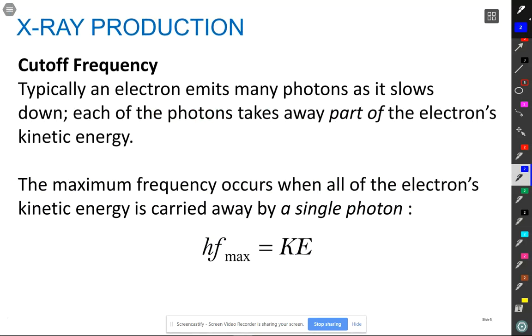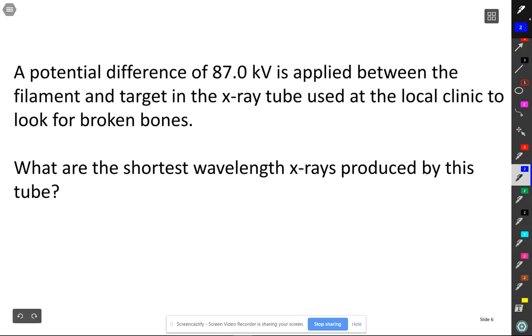Okay, we've already talked about the cutoff frequency, so we don't need to spend any more time here. Let's do a problem. A potential difference of 87 kilovolts is applied between the filament and the target in the X-ray tube used at the local clinic to look for broken bones. So we're going to emergency room or urgent care. What are the shortest wavelength X-rays produced by this tube? So calculate that quickly.